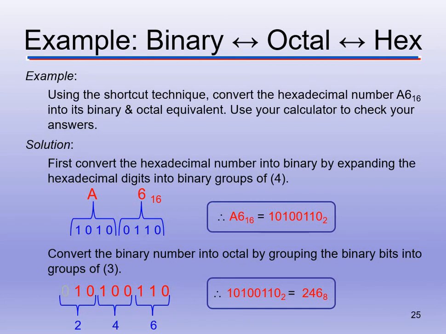So I think once you get down the shortcut method, going binary to hex, hex to binary, or binary to octal, octal to binary, it's much easier, much quicker than doing the successive division by 2 sort of scenarios. But that's it for this lecture.